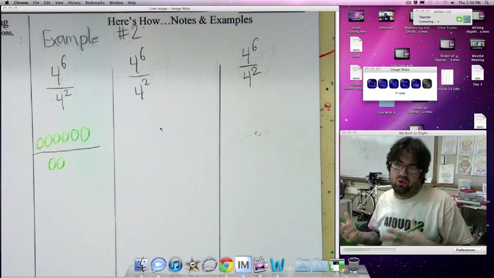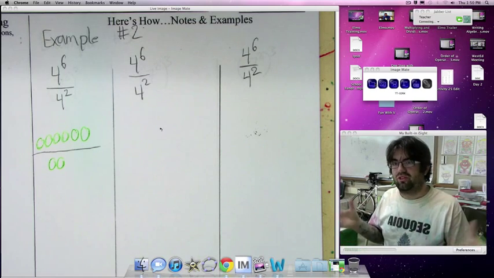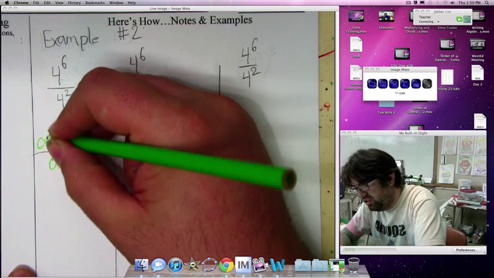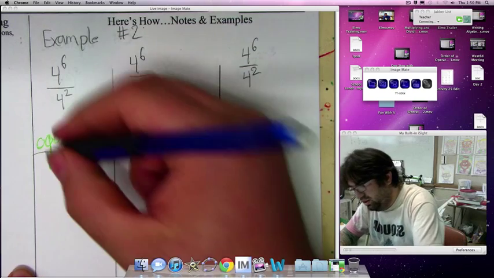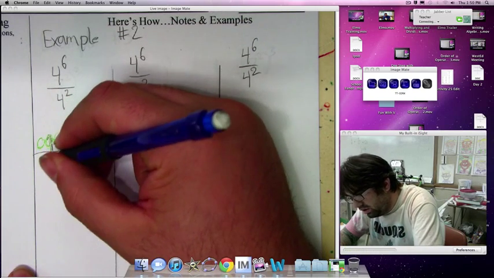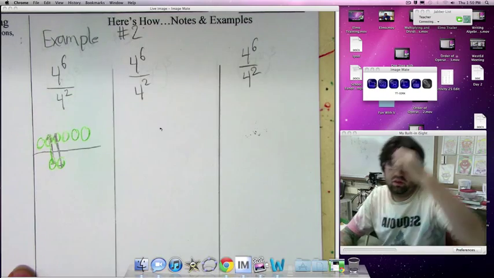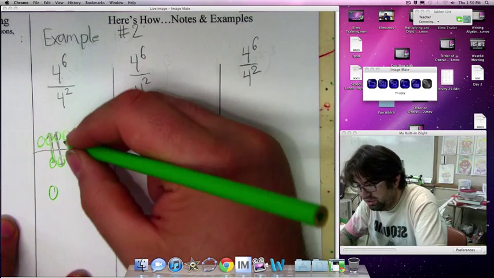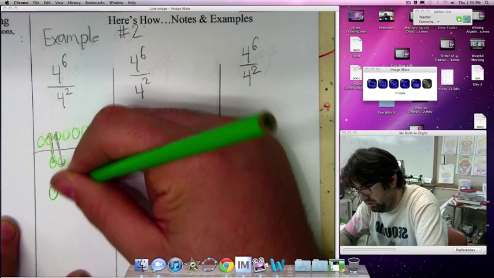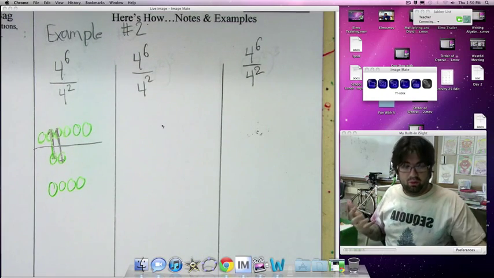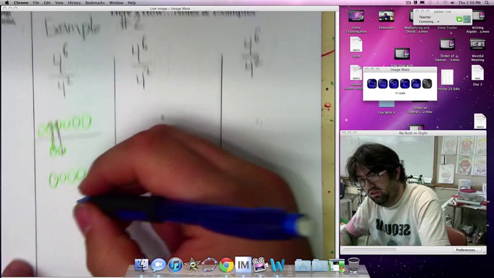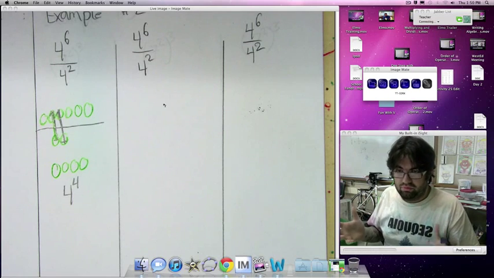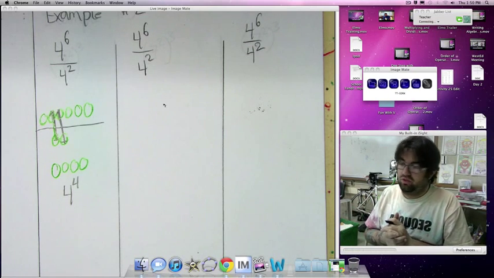So basically, instead of the 4s, I'm putting circles. Those green circles. Well, if the number is the same on top and bottom, that just equals 1. This equals 1. This equals 1. So I'm going to rewrite. I have 1, 2, 3, 4. I have 4 left over. So that must be 4 to the 4th power. That's basically it.